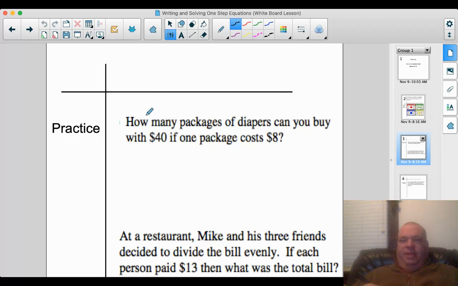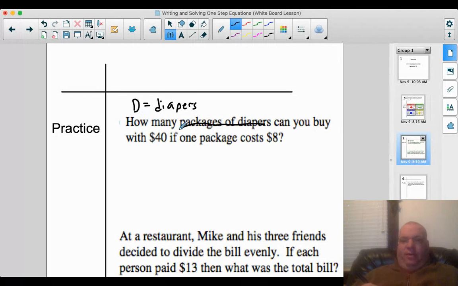So the thing that I don't know is how many packages of diapers. That's what it's asking, how many packages of diapers. So I'm going to define my variable as D, which stands for diapers, how many packages of diapers. Okay, you could use a different letter if you want. It's nice to use a letter that kind of reminds you of what it stands for. But any letter will work.